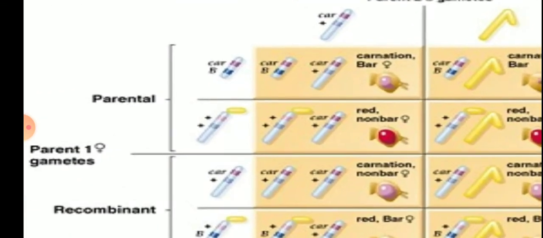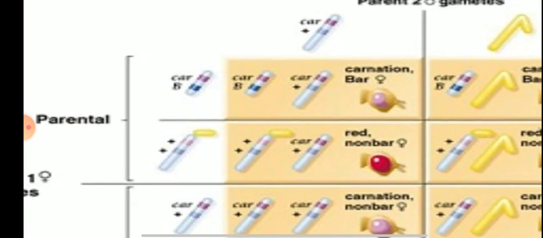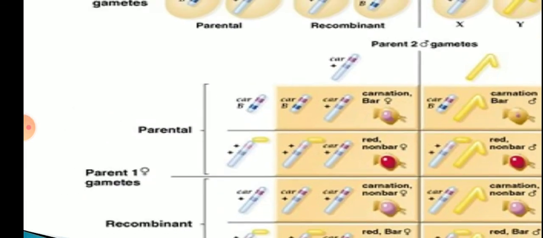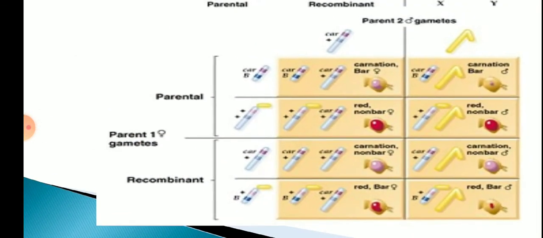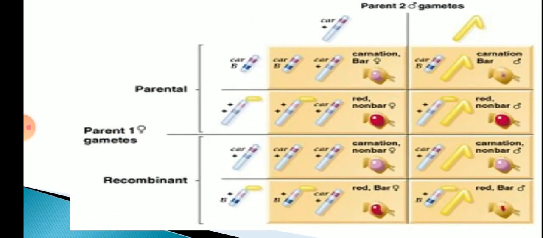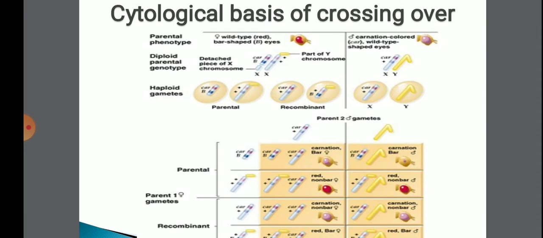Now here he got many types of females, 4 types of female in the offspring, and the special thing is that here you can see the parental combination of carnation and bar eye, red eye and rounded eye. He got them in the parental combination, and in the recombinant ones he got carnation and bar eye, and on the other hand red and bar eye. And in this experiment also he got a higher percentage of parental combination as compared to the recombinant one.